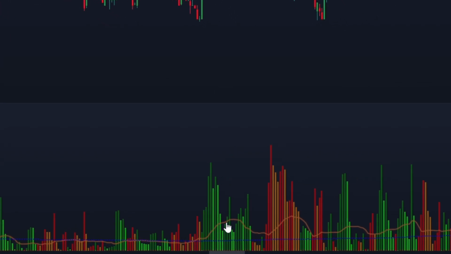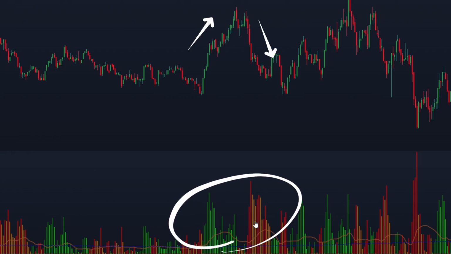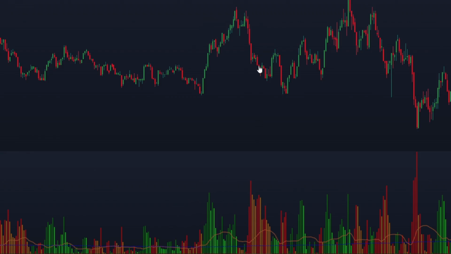Third, this orange line up here, the explosion line. Histogram above that means the move is real. There's size behind it. So here's the sequence you're hunting for.